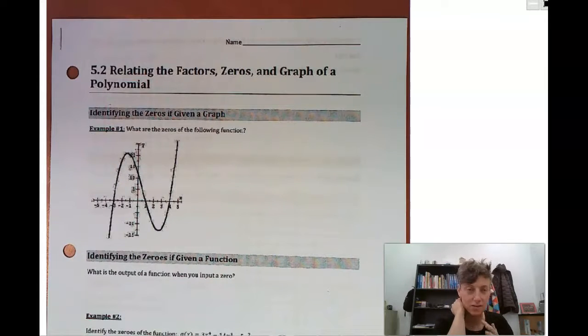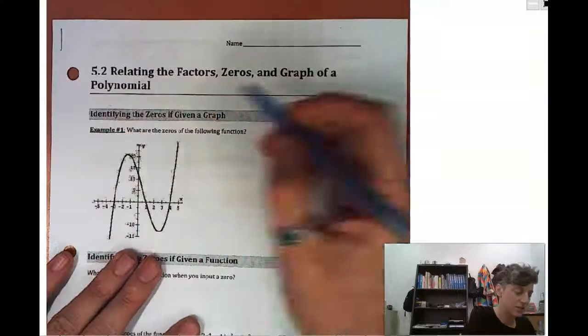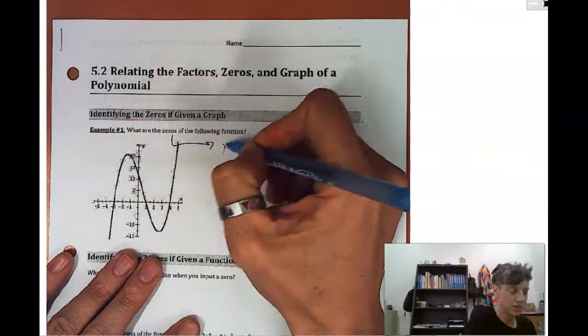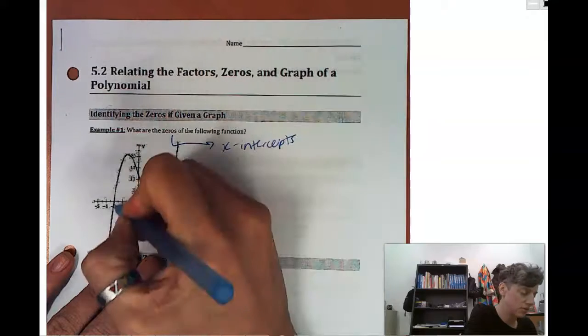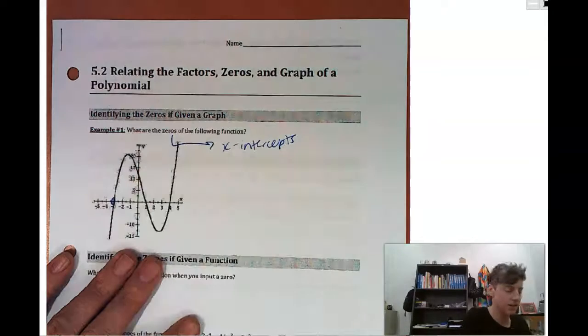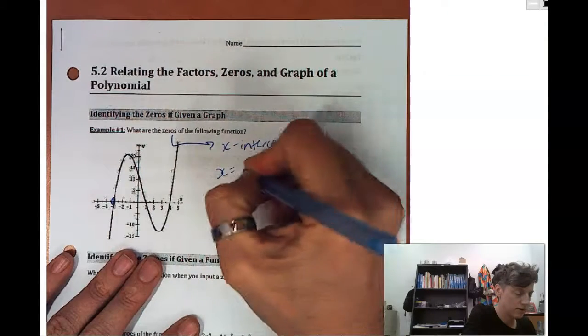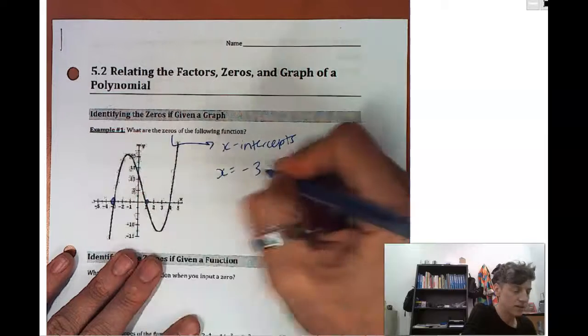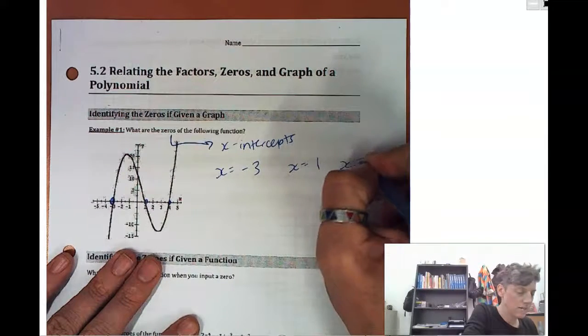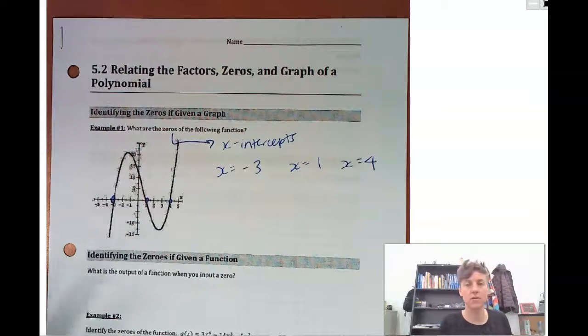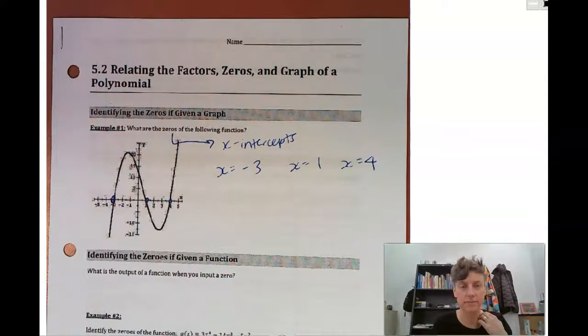What is that even asking us for? That's the same thing as asking us for the x-intercepts. X-intercepts. Okay, so we've got a 0 here at -3. We've got a 0 here at +1, and we've got a 0 here at +4. Those are the zeros, aka x-intercepts, of the following function.